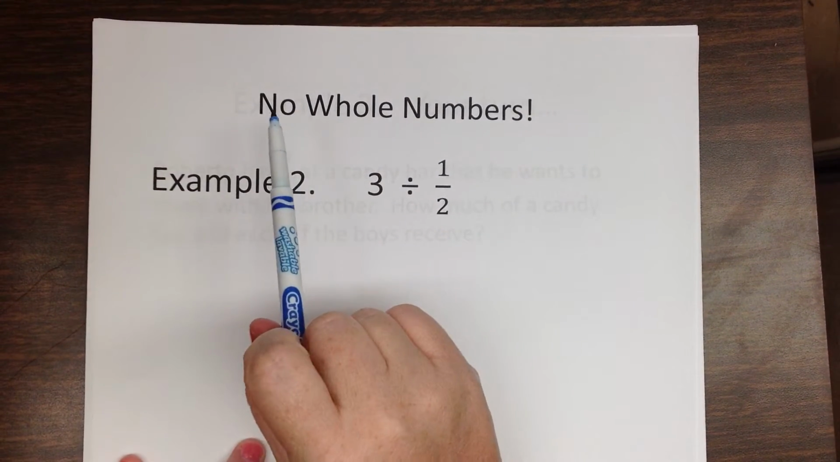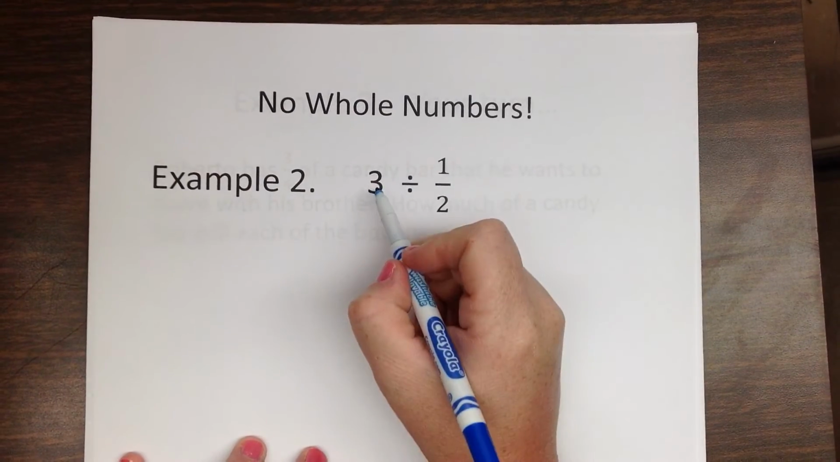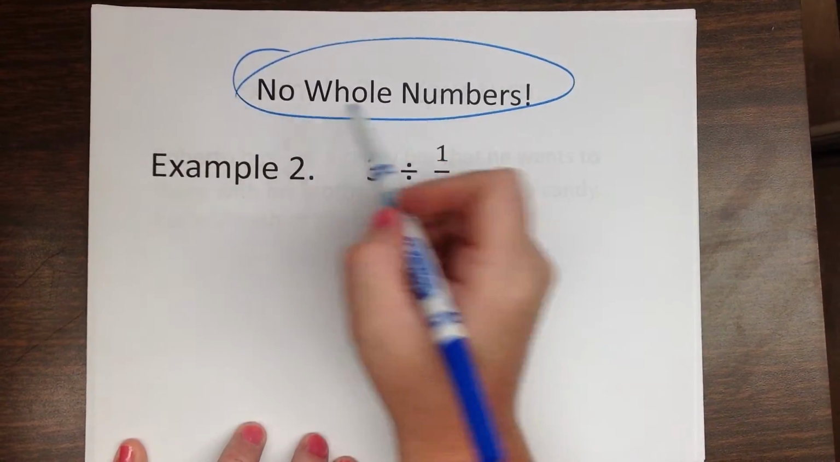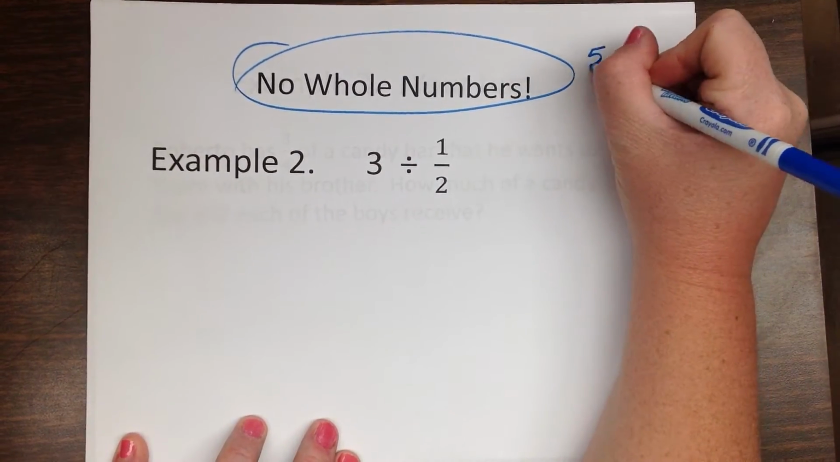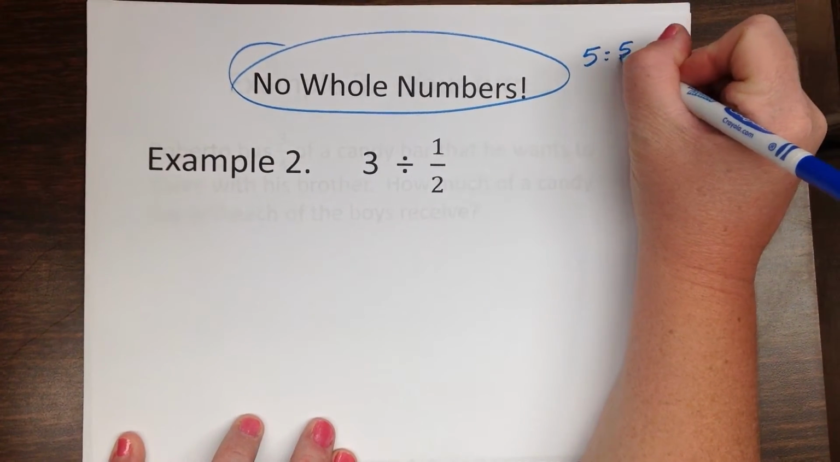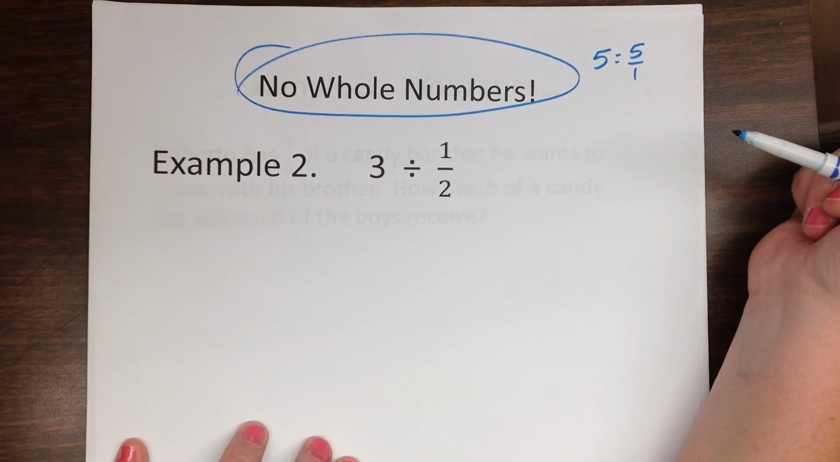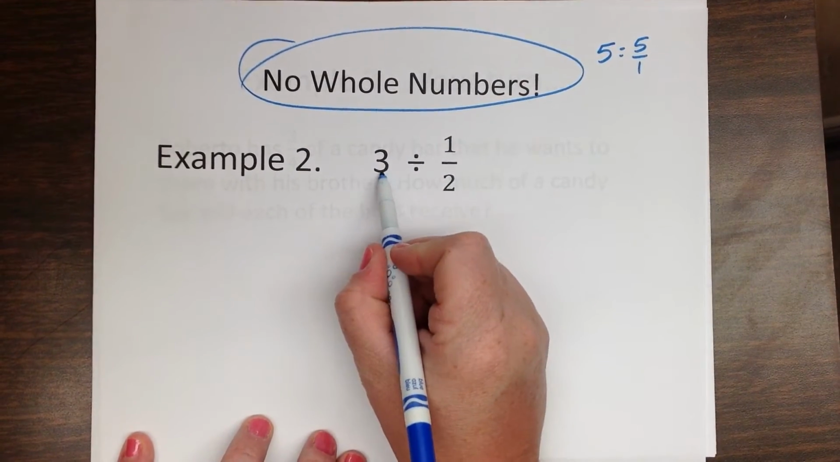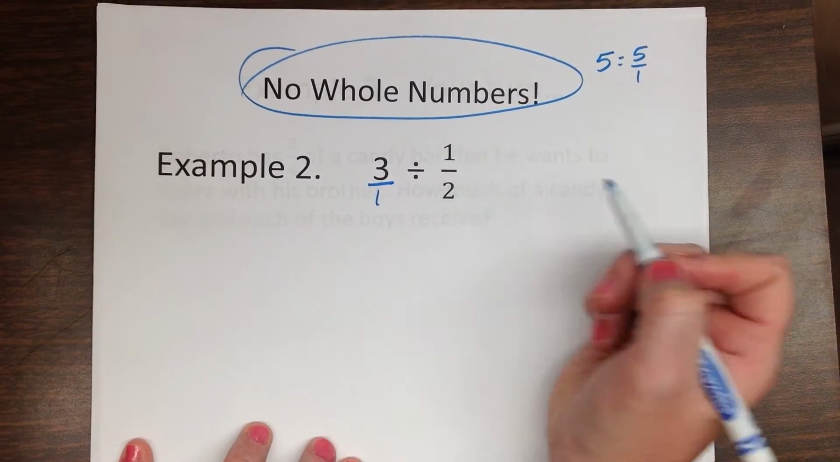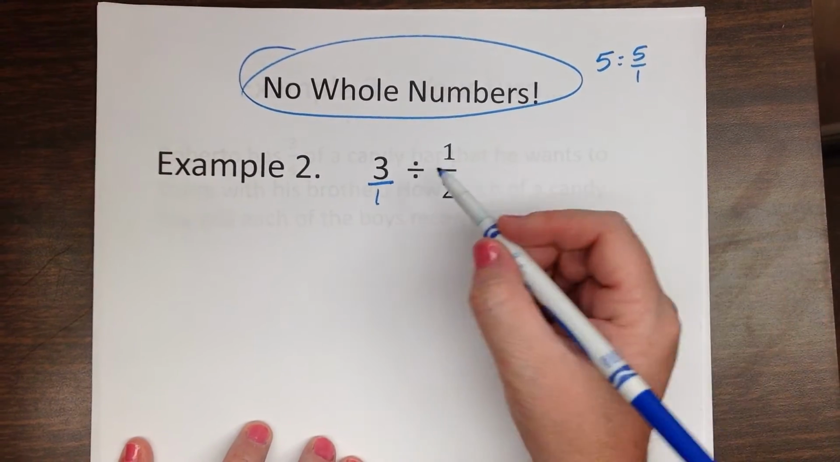Oh, the next question says, what must you do if there's a whole number? Remember, just like with fractions, no whole numbers. So if I have the number 5, I have to make that 5/1. Any whole number becomes over 1. Okay? So my example here, 3 divided by 1/2. Well, I'll make that 3/1. Okay? But it's still division.